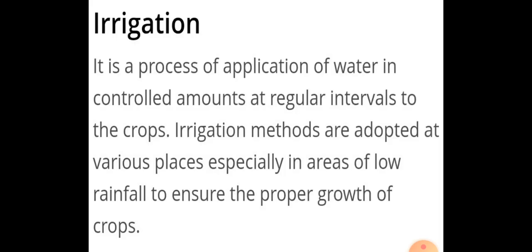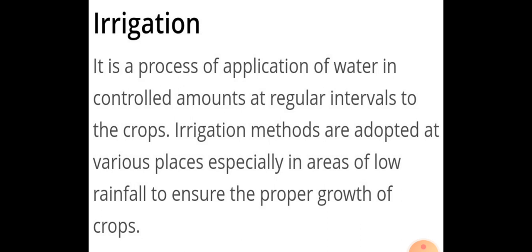Students, in this lecture we'll be discussing irrigation. What is irrigation and how is irrigation done? What are the different methods by which irrigation is done? So what is irrigation? Simply, irrigation is the process of applying water in controlled amounts at regular intervals to the crop. So the process of giving water to the crops is simply irrigation.